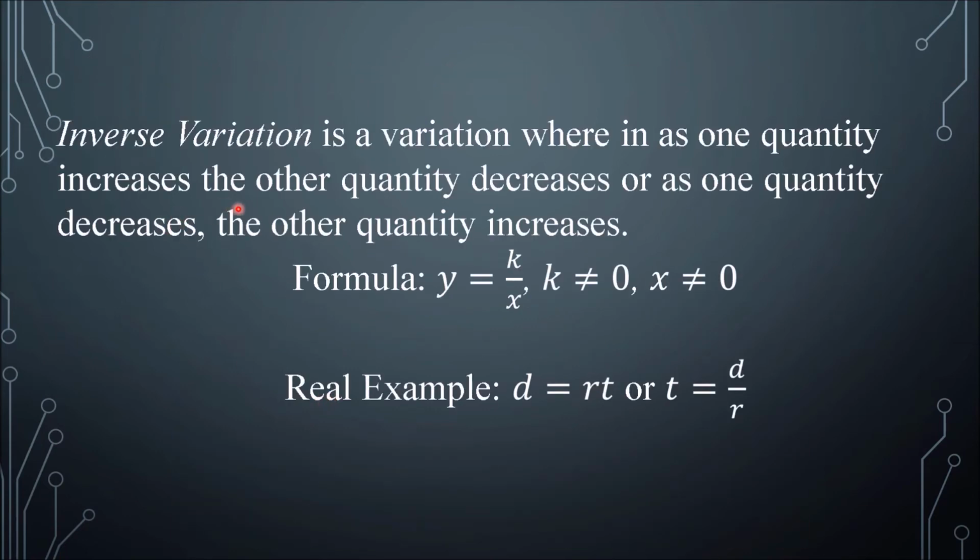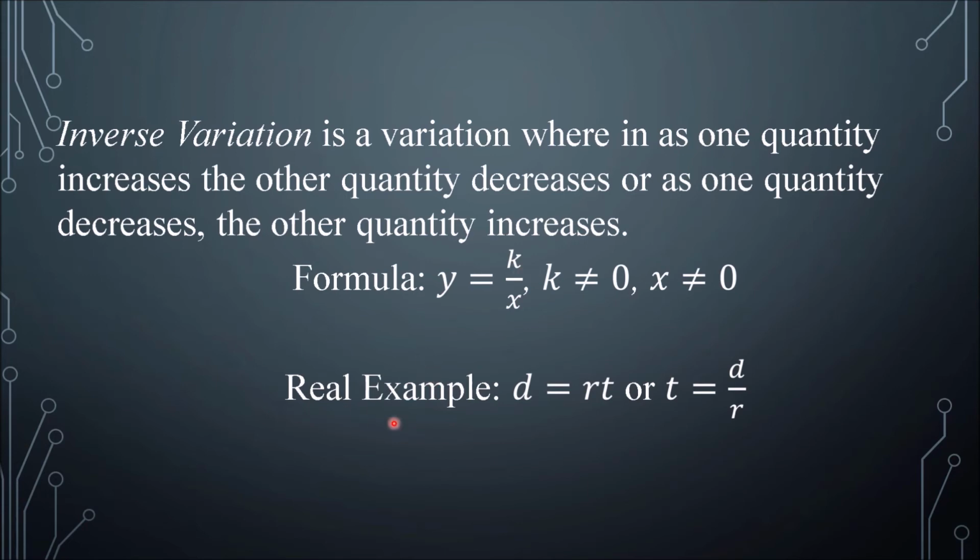Now let's have inverse variation. It is a variation wherein as one quantity increases, the other quantity decreases. Or as one quantity decreases, the other quantity increases. The formula is y is equal to k over x, wherein k must not be equal to 0 and x must not be equal to 0. K here is the constant of variation.